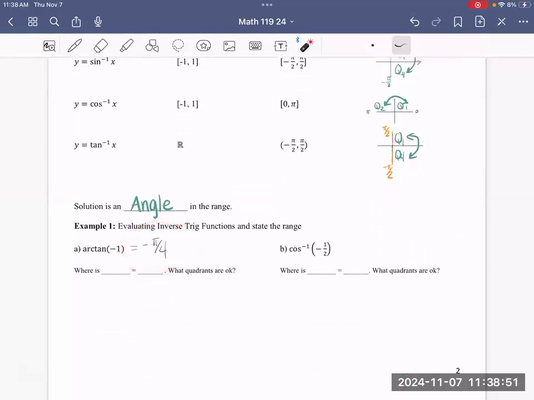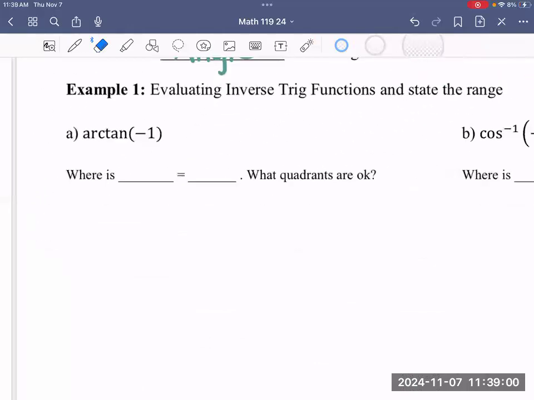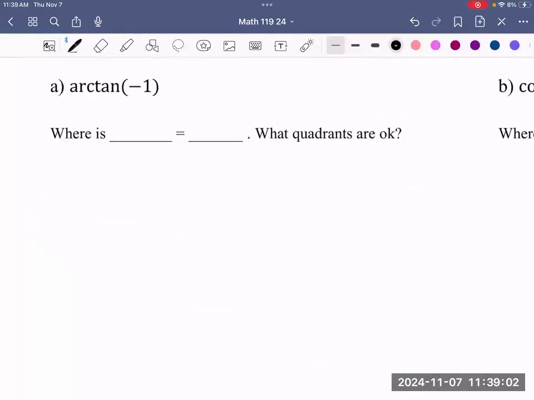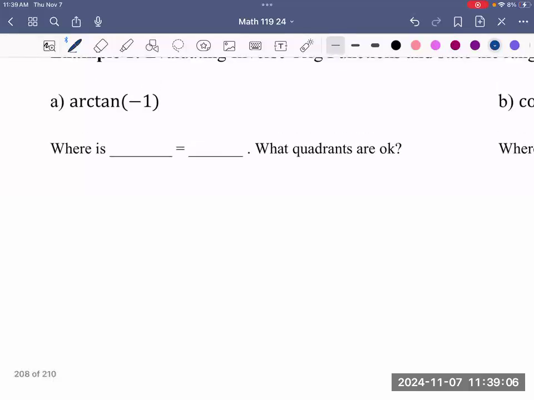I need to know, where did that come from? So as you're trying to show your work, think about doing some of these steps. Now, for your inverses, I need you to start thinking about some questions to ask yourself. Ask yourself, where is tangent? Because we're talking about arctan, which is your inverse tangent. So where is tangent equal to -1? And what quadrants are okay?